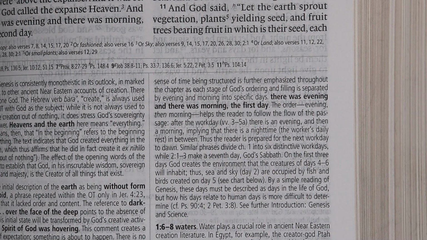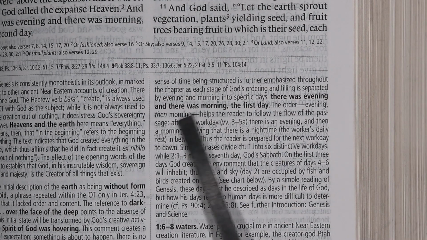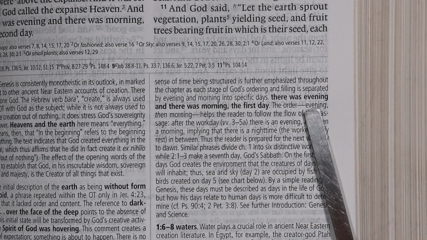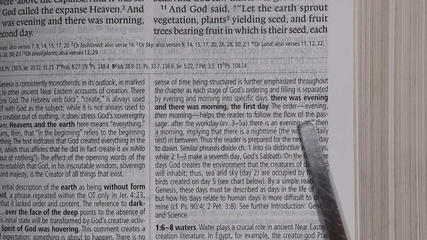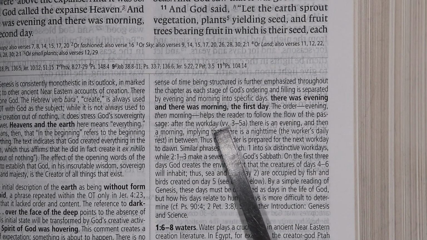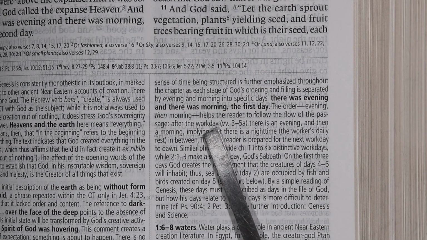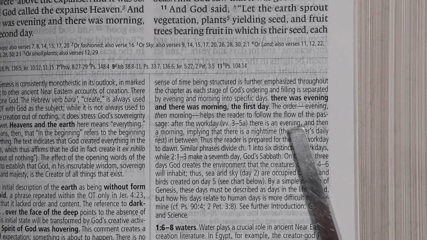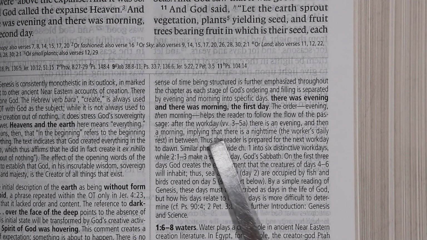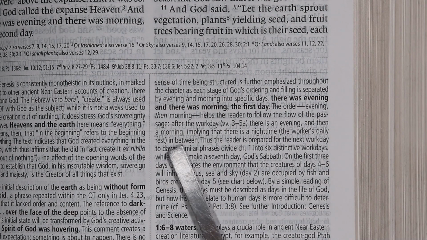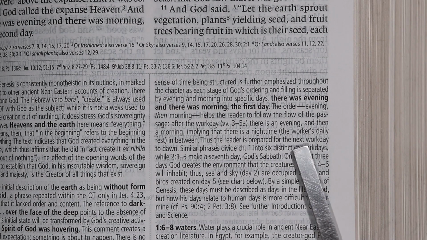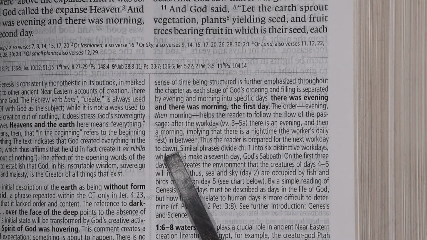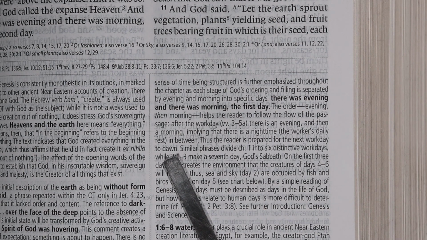We will see that even the ESV Study Bible supports the day beginning at dawn, as we see in this footnote on Genesis chapter 1. "There was evening and there was morning, the first day. The order, evening, then morning, helps the reader to follow the flow of the passage. After the work day, verses 3 through 5a, there is an evening and then there is a morning, implying that there is a night time, the worker's daily rest in between. Thus, the reader is prepared for the next work day, to dawn." So it regards the day as beginning at dawn, even in the ESV Study Bible.